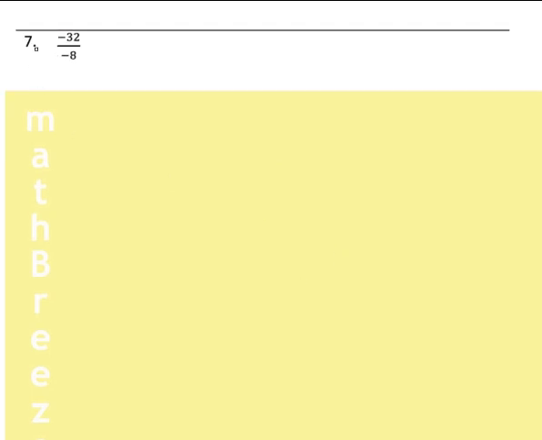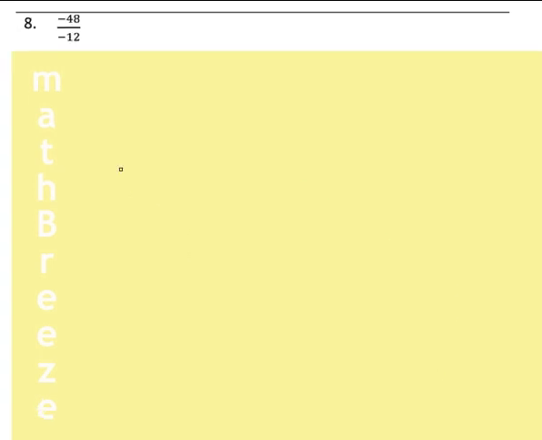In number 7, we're dividing two negatives, so the answer will be positive. Signs are the same, so the answer is going to be positive. And 8 goes into 32 4 times, so the answer is positive 4. Number 8, we're dividing two negatives. The signs are the same, so the answer will be positive. And 12 divides into 48 4 times.